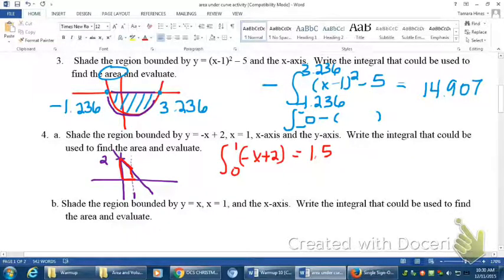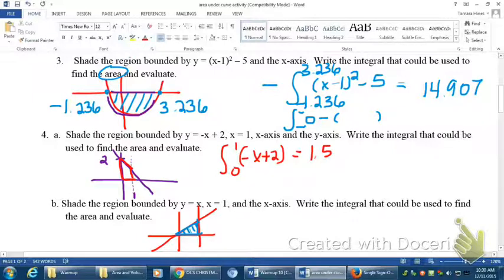On 4A, B, and C, what I'm trying to get you to practice is just what part of the figure is going to be shaded, because that is also something that's kind of confusing. So on B, it says y equals x, x equals 1, and the x-axis. So it's just asking for that little bitty triangle right there. If you just want to find the area of that triangle, that would be okay.